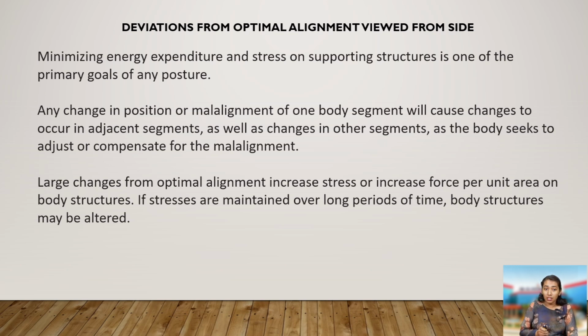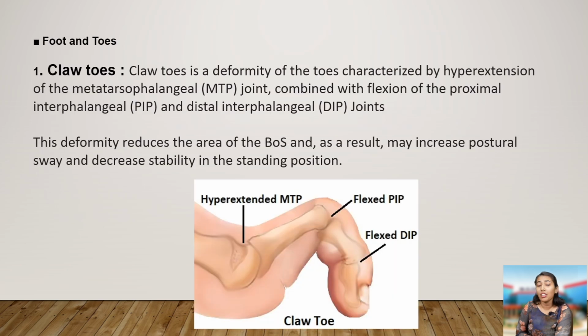So this deviation from the optimal posture. Actually, the optimum posture is minimum energy expenditure while we are standing or sitting or maintaining any posture. But when we are not in that minimal energy expenditure, we are using maximum energy expenditure, that creates a problem. So let's see from side alignment what all deviations we can see.